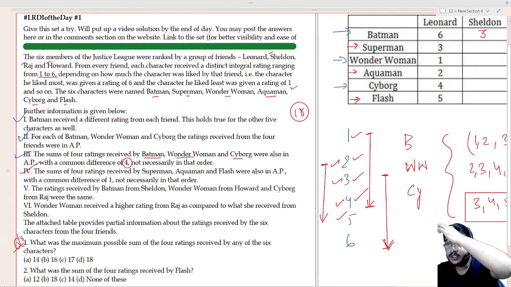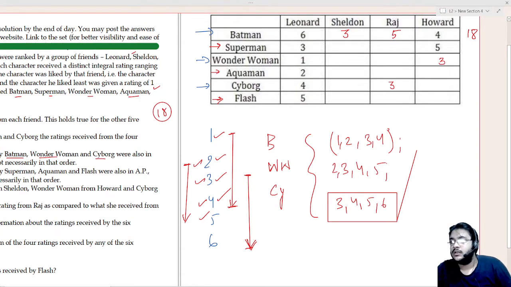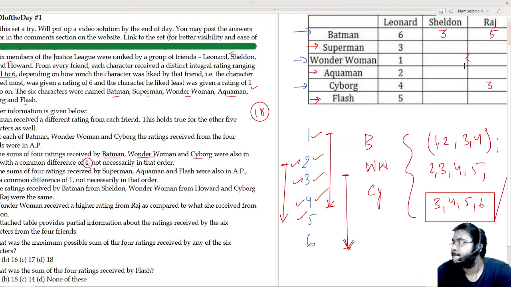Wonder Woman received a higher rating from Raj as compared to what she received from Sheldon. So basically what I can do is I can just put a greater than sign, just so that I can remember which bracket is the bigger number. Okay, is there any more condition? Okay, nothing more.